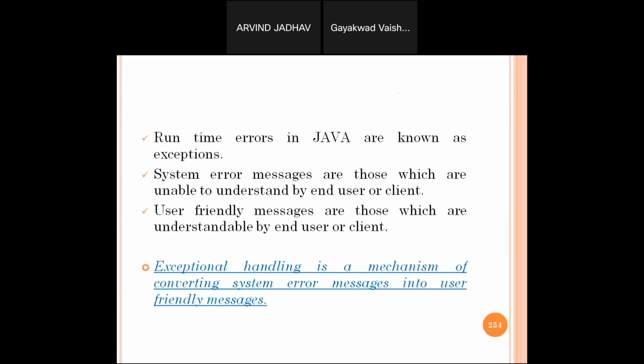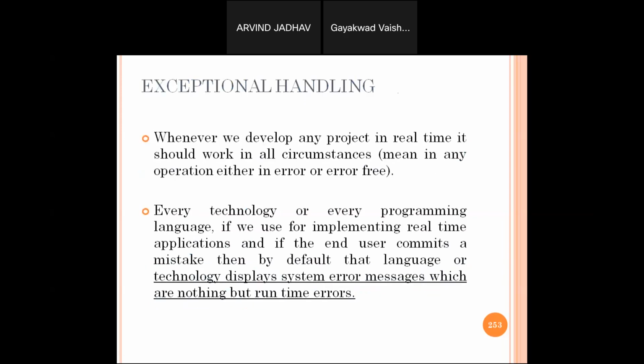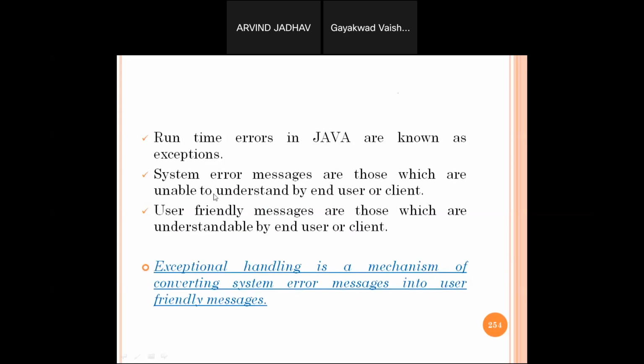First of all, we need to understand what is an exception. What is a runtime error? I already discussed that. A runtime error is an error that occurs at the time of execution. In that, a system error is nothing but a runtime error. So a runtime error is nothing but an exception.